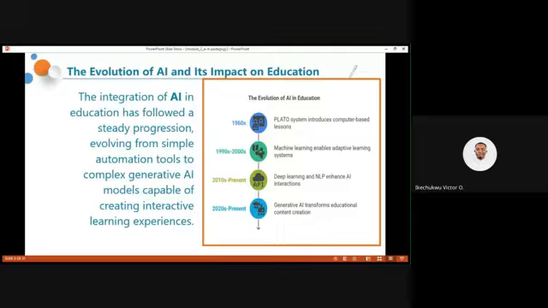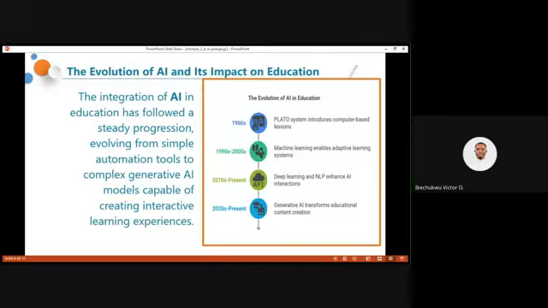So the makers of whatever version of AI you see today take it upon themselves to make it better, make it learn more data. As more data comes out, as more information unfolds by the day, there tends to be a feeding of such data into the systems. So the integration of AI into education has followed a steady progression, right?